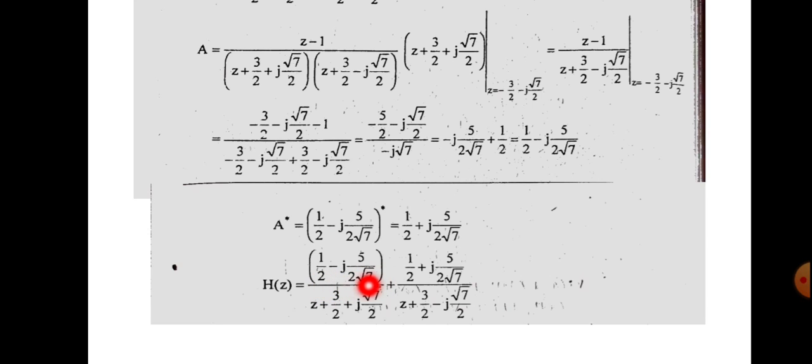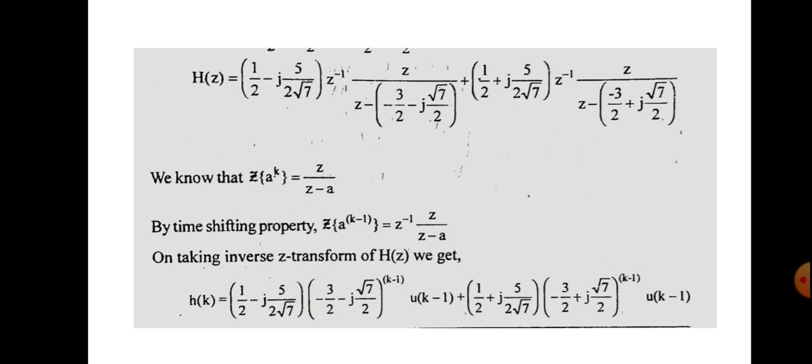For that you have to make it in a familiar manner. You know that if you have a function like z by z minus a, you can directly write a raised to k as the inverse transform. But here there is an absence of z, so you can write the z here, but you cannot directly write a z here, so you can put a z inverse also. That is the next step.